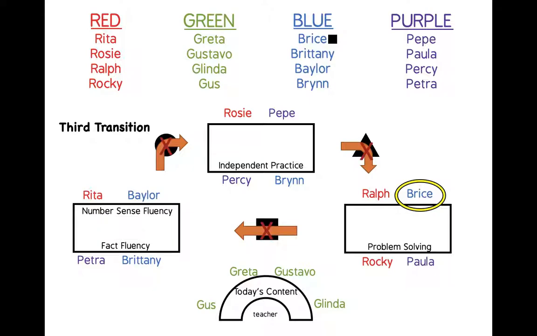Bryce was with the teacher when it was time to go to independent practice. So now Bryce is going to independent practice. We don't follow the arrows this time. Instead, the teacher says, go where you haven't been. And that's the instruction. The students are able to look around the room and know which station they have not been to yet. So Bryce will go to independent practice.